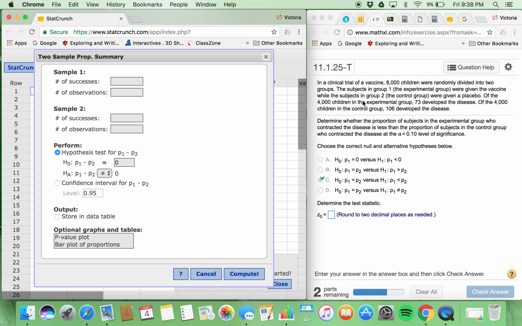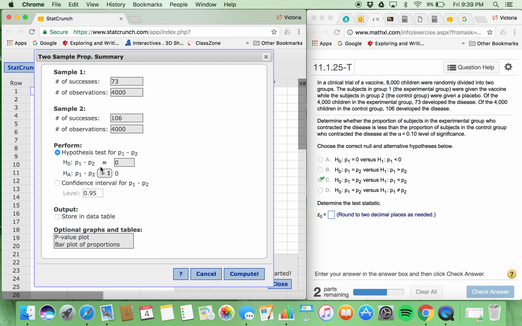In this case, we have two groups, the experimental group and the control group. And I know it doesn't seem like a success, but unfortunately, 73 children developed the disease in the experimental group. So those are the number of successes because we're comparing how many children developed the disease out of the total 4,000. And then 106 in the second group, the control group, out of the 4,000. Oop, and I should have had 106 there.